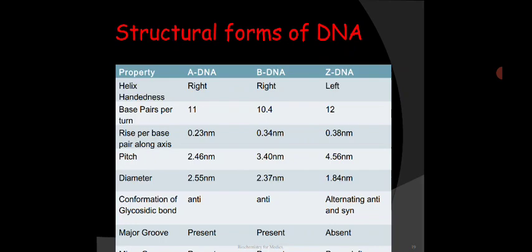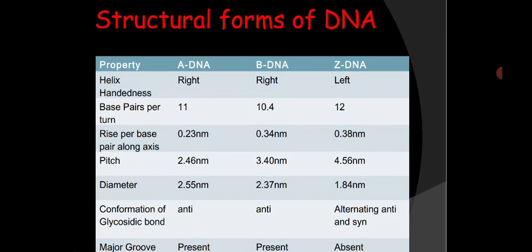So helix handedness: here you can see that A-DNA has a right-handed helix, B-DNA also has a right-handed helix, but Z-DNA has a radically different duplex structure, with the two strands coiling in a left-handed helix, and it is pronounced as zigzag DNA, which has a zigzag pattern of phosphodiester backbone.